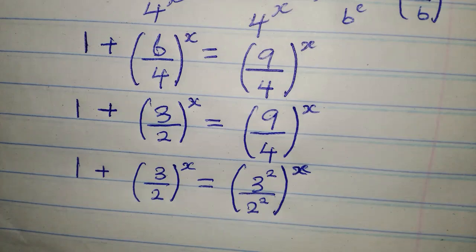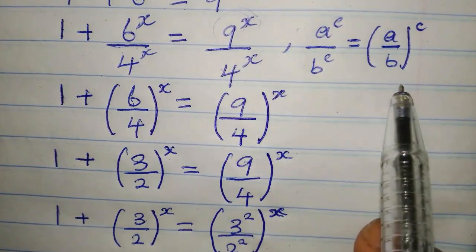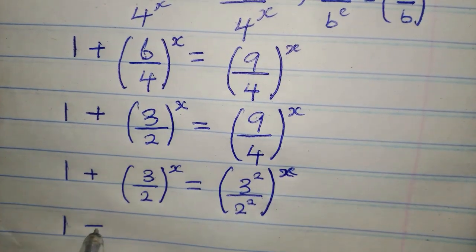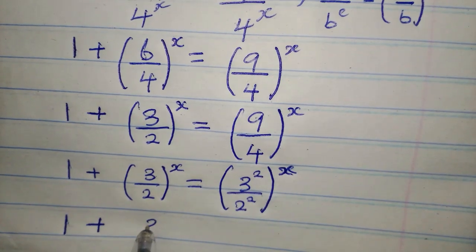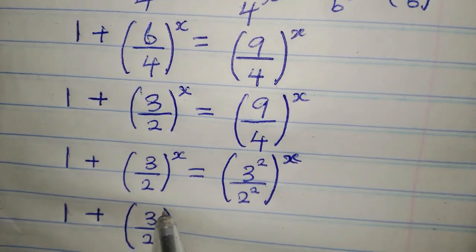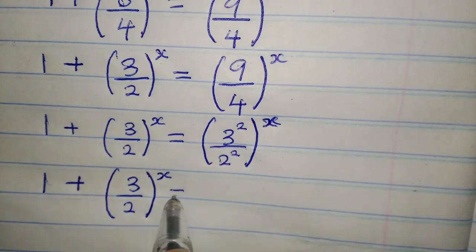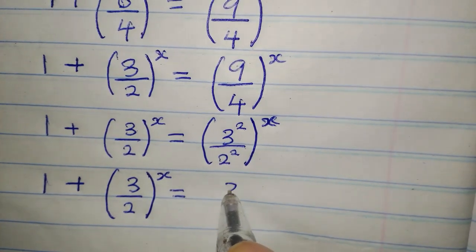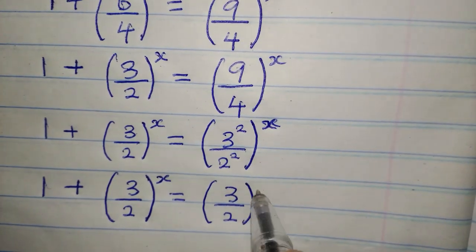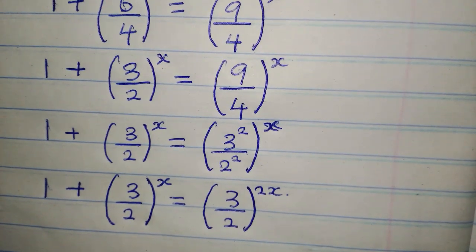From here we are going to apply this rule again. If we put that rule there, we have 1 plus (3 divided by 2) all to the power of x equals (3 divided by 2) all to the power of 2x. So this is what we are now having.